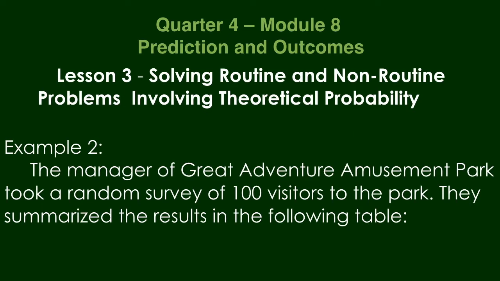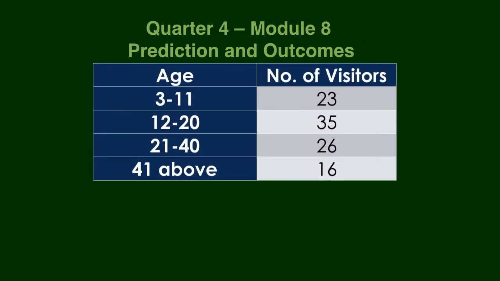Another example, example number 2. The manager of Great Adventure Amusement Park took a random survey of 100 visitors to the park. This summarizes the result in the following table. We have the age and the number of visitors. 3 to 11 years old, we have 23 visitors. 12 to 20 years old, we have 35 visitors. 21 to 40 years old, we have 26 visitors. 41 and above, we have 16 visitors.